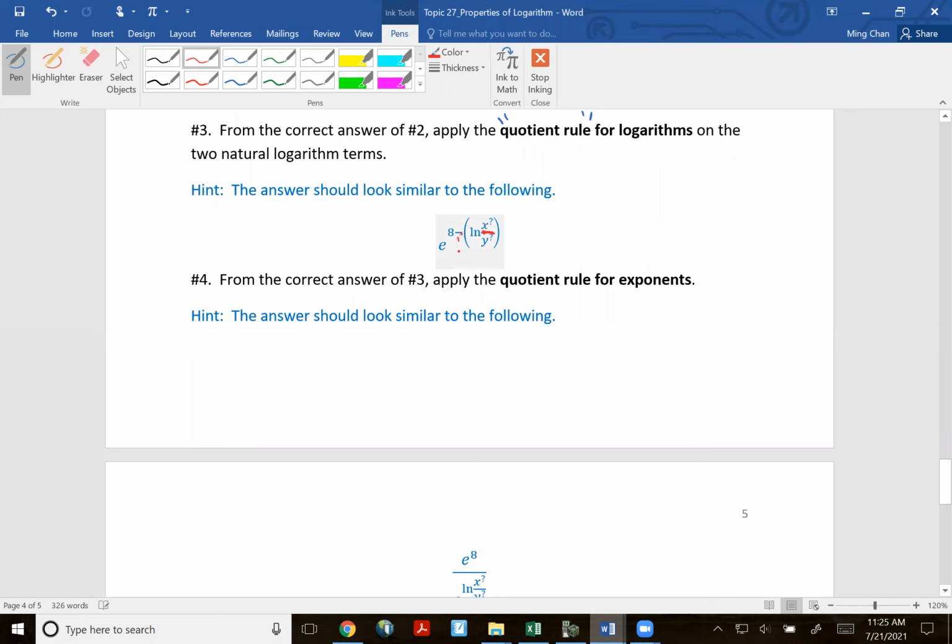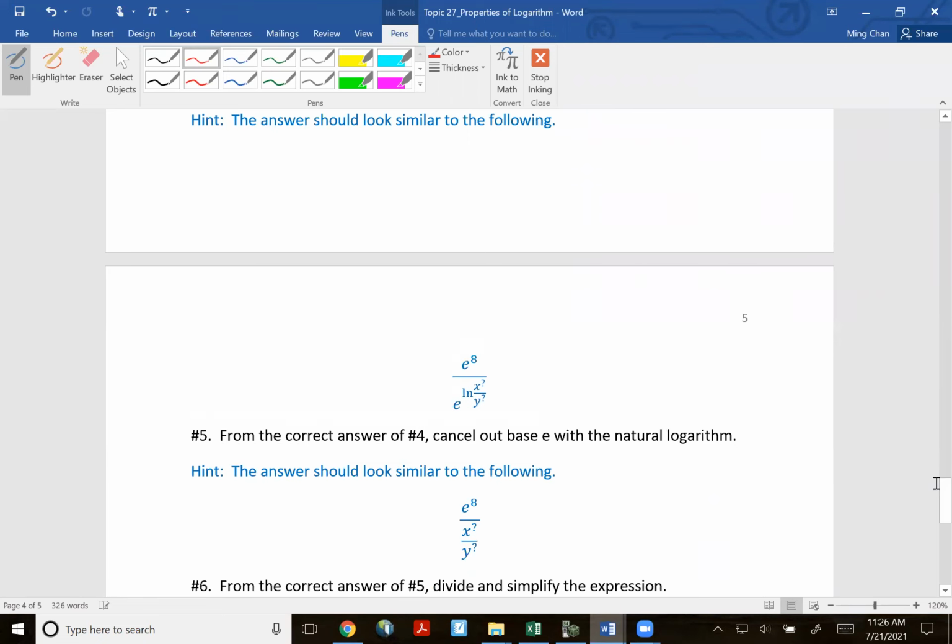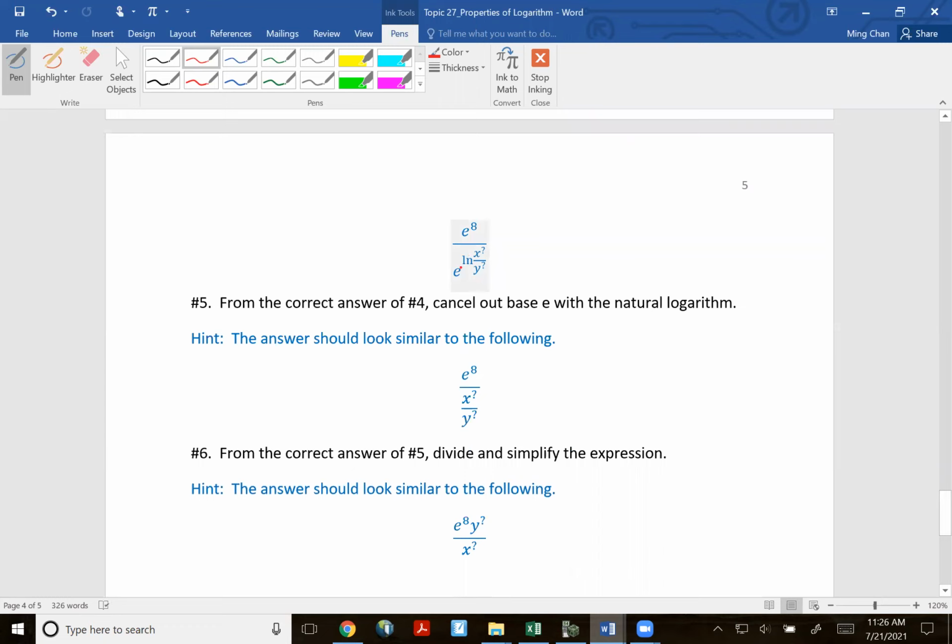So that we're referring to right here. Just like I showed you earlier, the quotient rule for exponents, you got your exponents subtracting, right? So your base e to the 8 should be on the numerator. Your base e to whatever this is should be in the denominator. Number 5, cancel out the e and the natural log. So now you end up with e to the 8 on the top over whatever this part is.